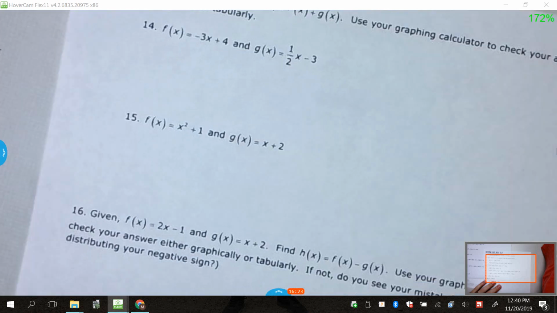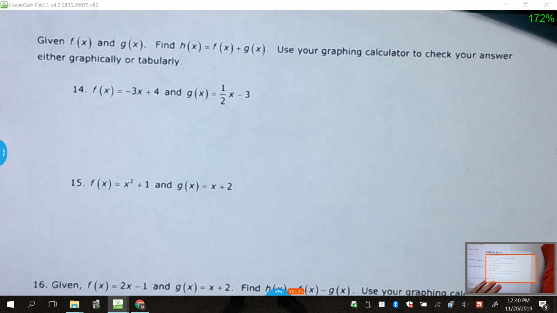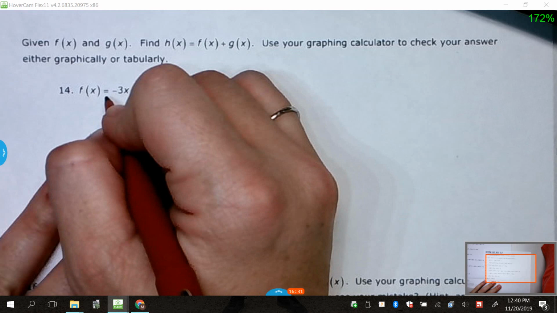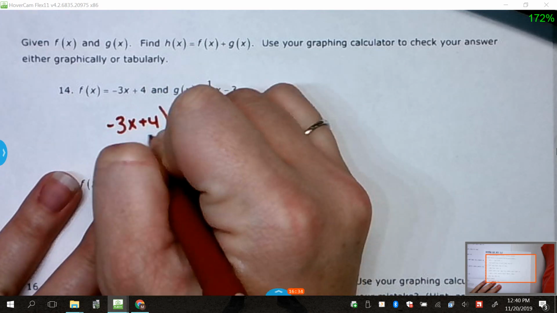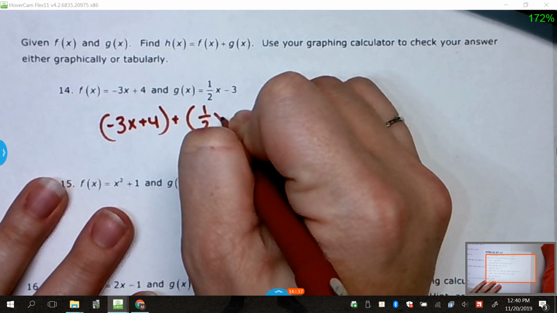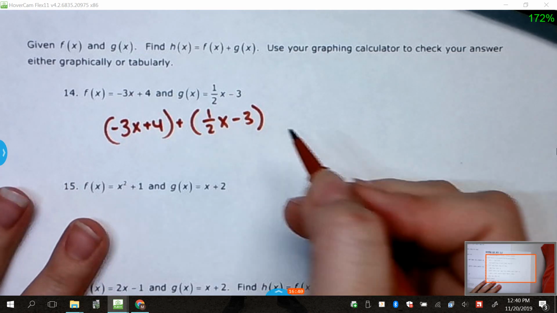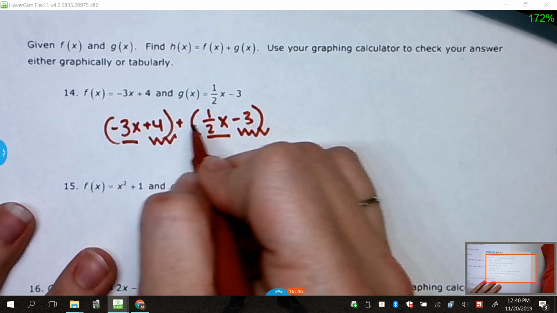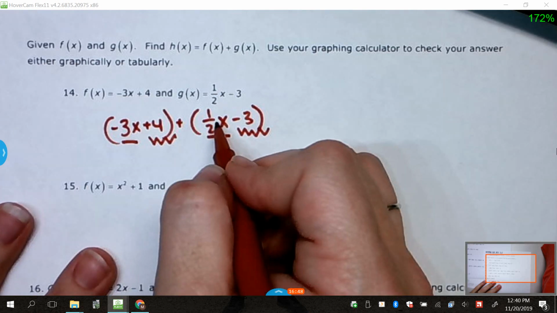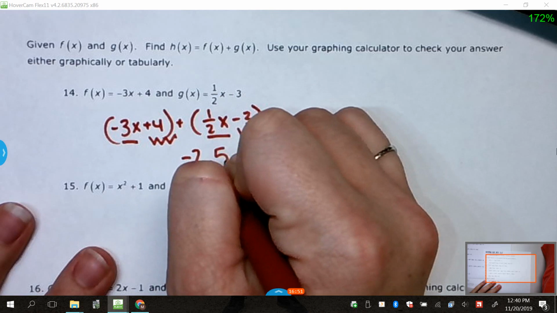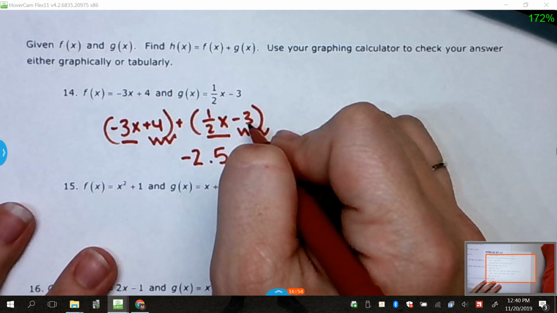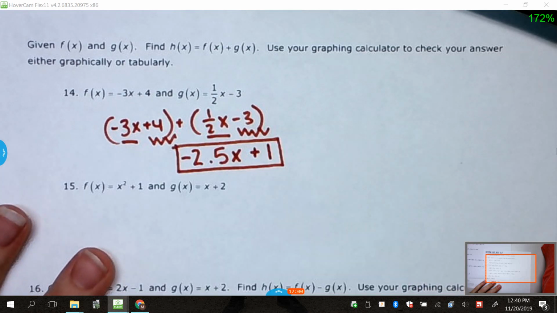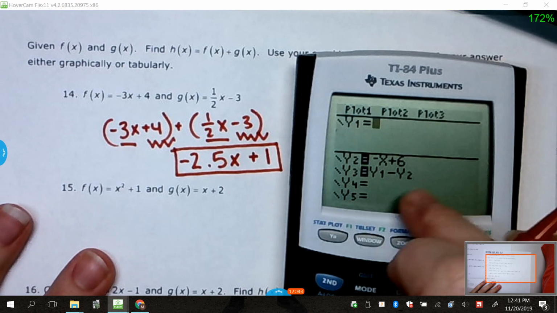Okay, last page. Number 14 says, given f of x and g of x, find f of x plus g of x. Well, plus sign means the parentheses don't matter, so we're just going to combine like terms. These are alike, and these are alike, because this has x, and these have no letter. So negative 3x plus a half is negative 2.5x, and 4 plus negative 3 is positive 1. Now remember, you can check your work in your calculator by doing this, okay?